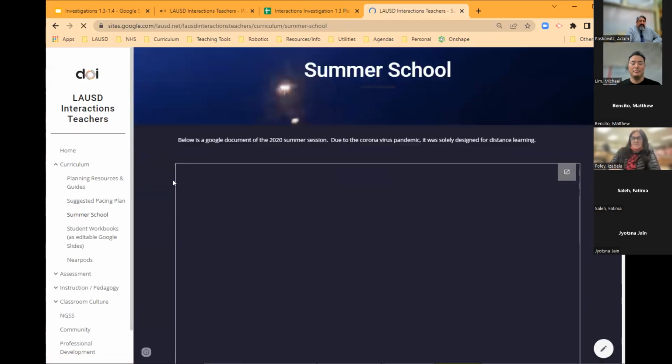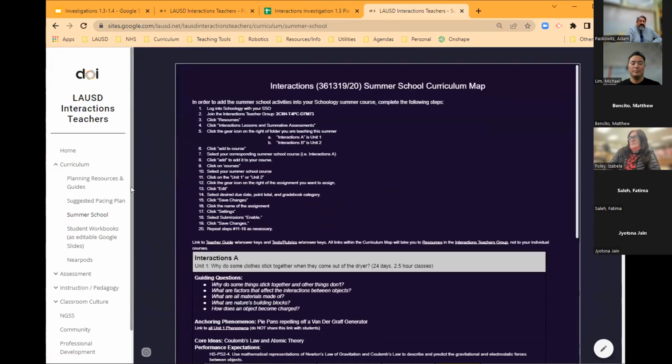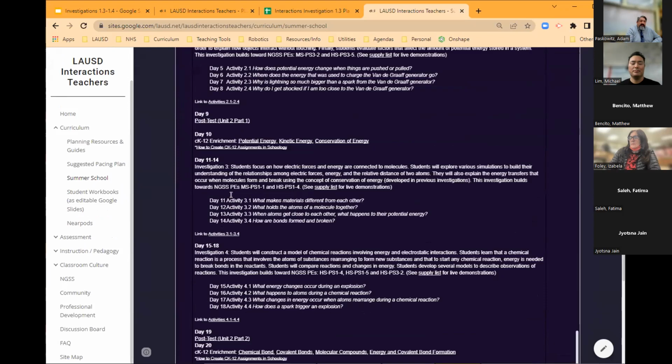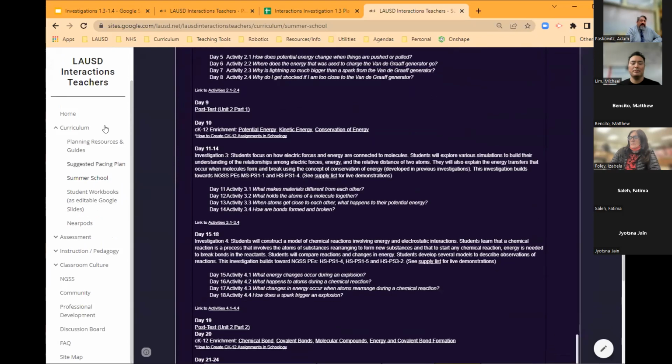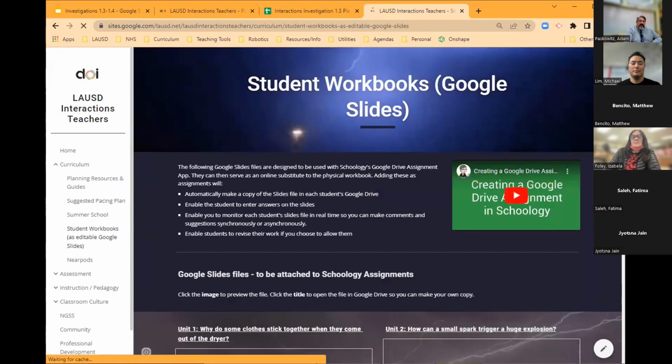There's also this, which was posted for 2020 summer school, but the curriculum map is still valid, and summer school is summer school. So this is another guideline if you end up teaching Interactions in summer school. And then I mentioned we have the student workbooks in Google Slides.